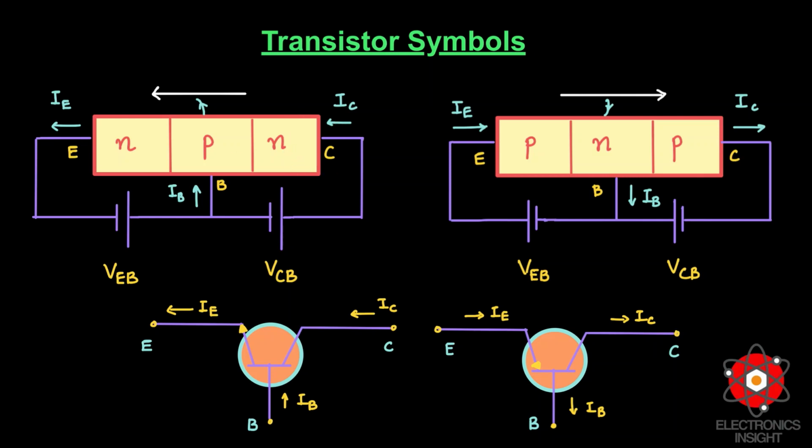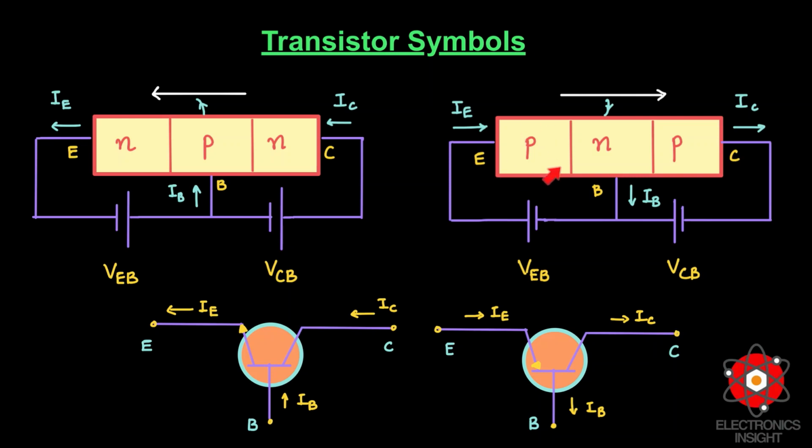The emitter is heavily doped so that it is the section that supplies the charge carriers. Therefore the emitter is heavily doped so that it can inject a large number of charge carriers, either electrons or holes, into the base. The base is lightly doped and it is also very thin. So it passes most of the injected charge carriers, the electrons or the holes, into the collector, and the collector is moderately doped.